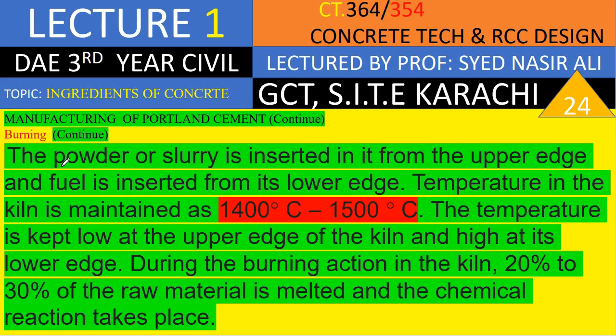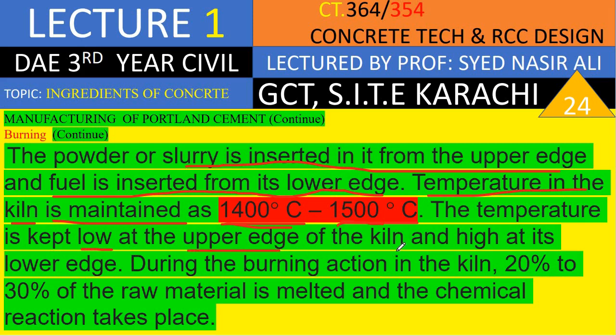The burning is continued. The powder or slurry is inserted from the upper edge and fuel is inserted from the lower edge. Temperature in the kiln is maintained at 1400 to 1500 degrees centigrade. The temperature is kept low at the upper edge of the kiln and high at its lower edge. During the burning action in the kiln, 30% of the raw material is melted and the chemical reaction takes place.